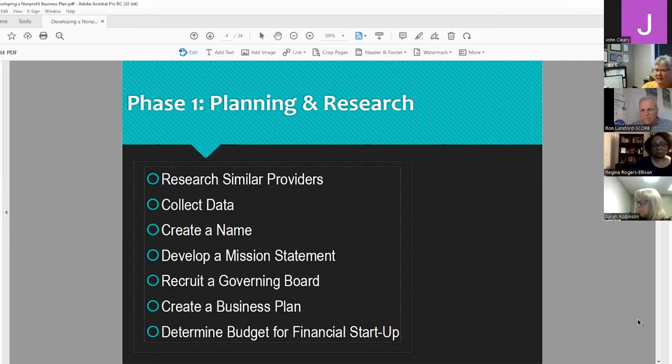And these first two things will definitely help you down the road when you look for funding for your organization. If you already have an idea who's doing what, and you have some data around that, that's really important.